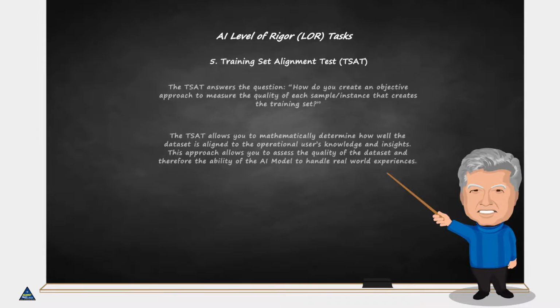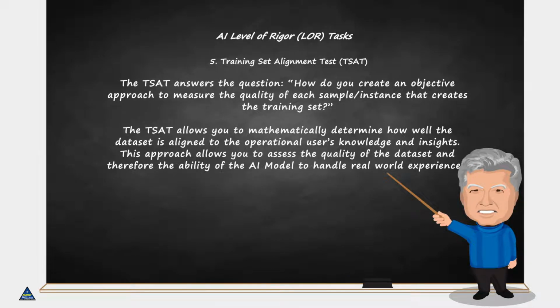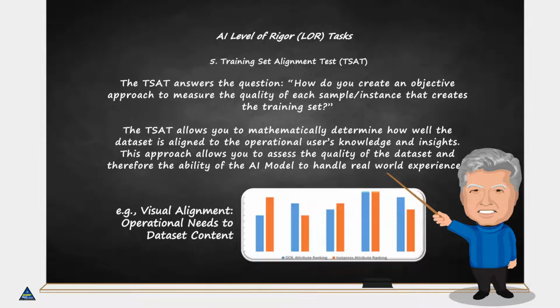The fifth AI level of rigor task is called Training Set Alignment Test, or TSAT. We developed it here at WD. It defines how well a data sample represents the real world when the model is finally deployed. It actually shows an alignment, and it's a metric, a measurement approach to ensure that you have a quality sample going into the algorithm for training.